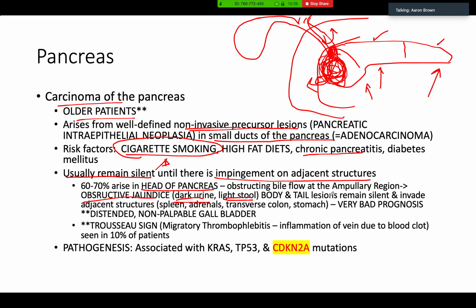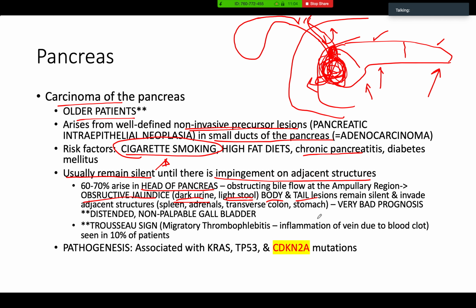And then, so that actually is a good thing. If you have a patient that presents with this obstructive jaundice, this is a nice thing because they come to the hospital, we do some CT scan, we see the tumor, maybe we can take it out before it gets too big. It's actually a good thing that these patients get obstructive jaundice because when you think about body tumors or tail tumors, what sort of symptoms are they going to have?